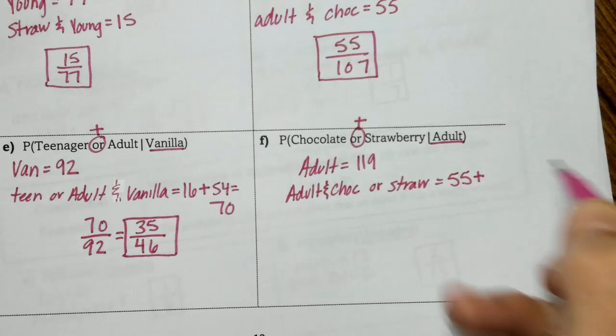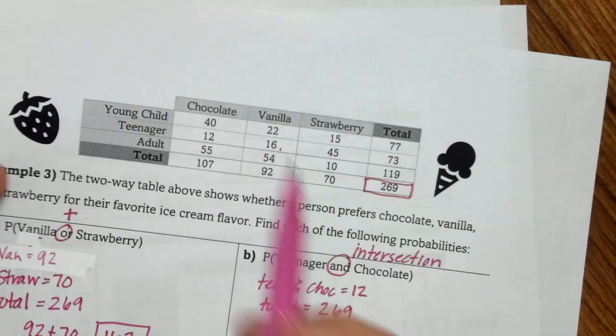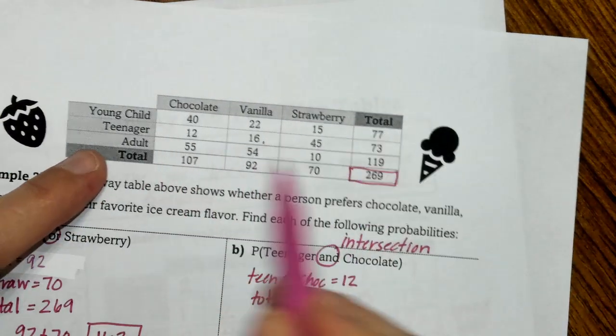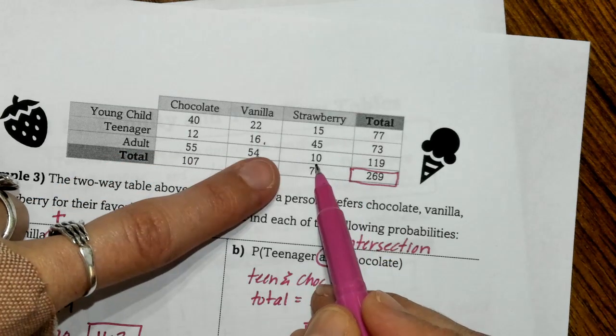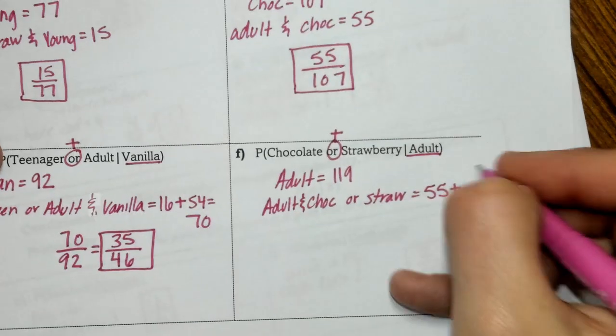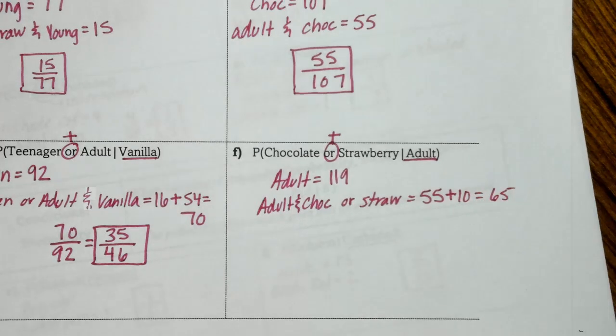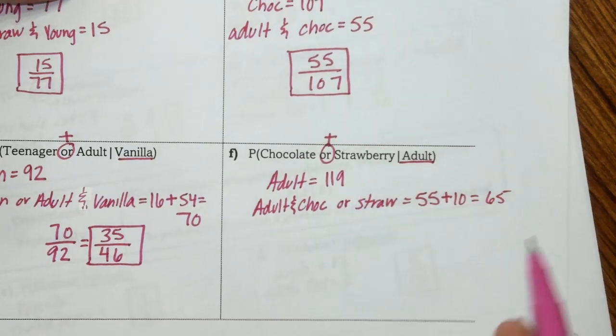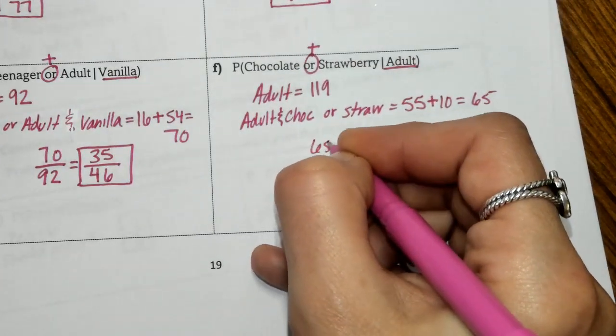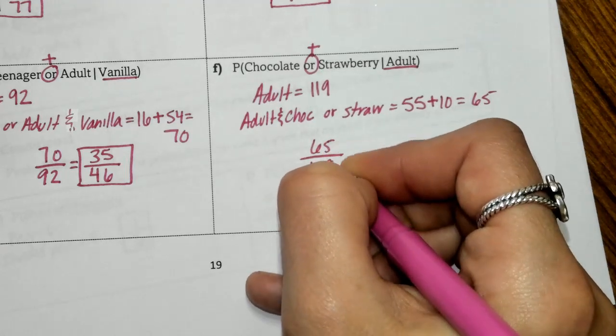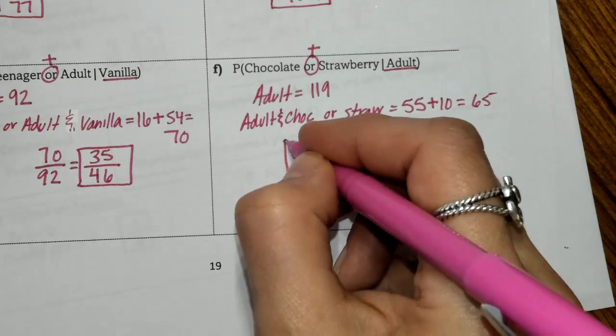We need to add adult and strawberry. So only the row that has adult, and we're looking at strawberry, and we're going to find that is going to be 10. So we're going to add those together to get 65. And now we have our two numbers, 65 in the numerator, 119 in the denominator, and this will be simplified.